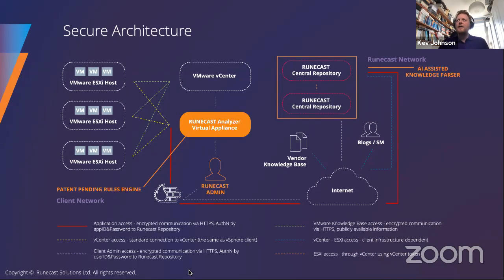Up in the cloud, we have our Runecast Central Repository, which has an artificial intelligence assisted knowledge parser. So this is our kind of secret sauce. It lives in the cloud. It scrapes all those sources of data. It sees when there's new knowledge base articles released, when there's new updates to the HCL, and when there's new data from the white papers. It pulls that data in, and it really helps us make sense of that. A lot of that can be automatically pushed down through the internet to your Runecast Analyzer appliance.